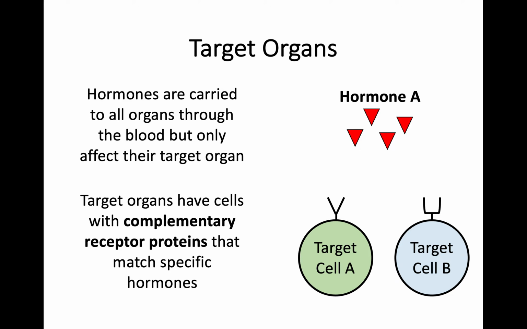Now, these hormones travel through your blood, but they only affect their target organ. They only affect the organ they are meant to work with. This is because target organs have cells with complementary receptor proteins, and these complementary receptor proteins match with specific hormones, so that hormone will only match with their target organ.